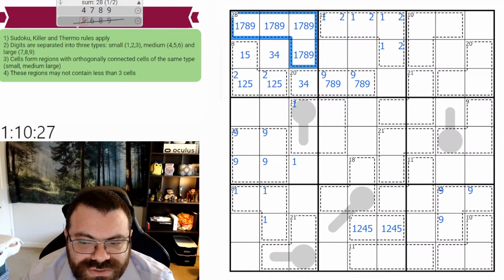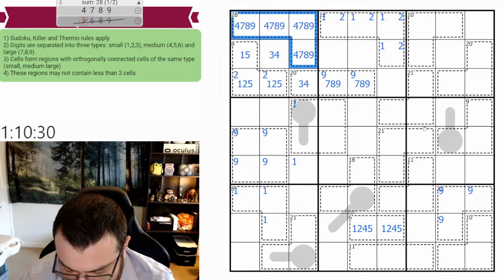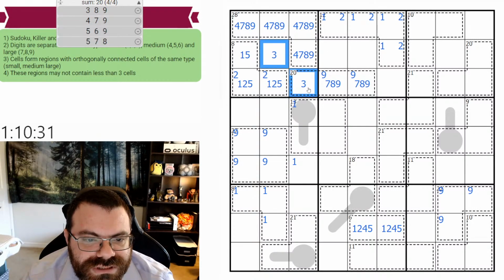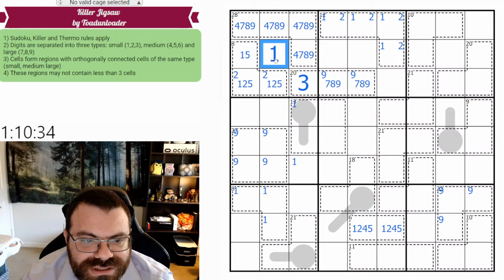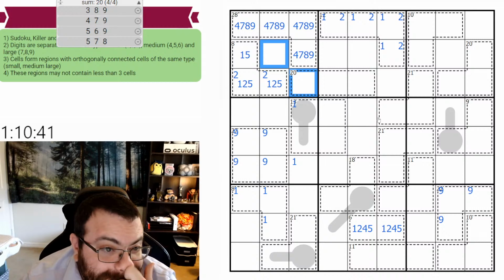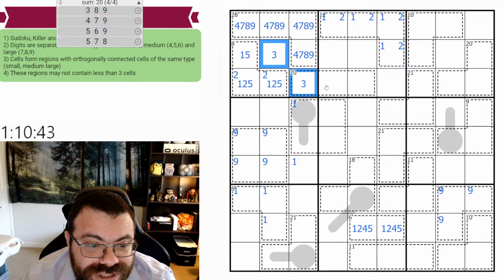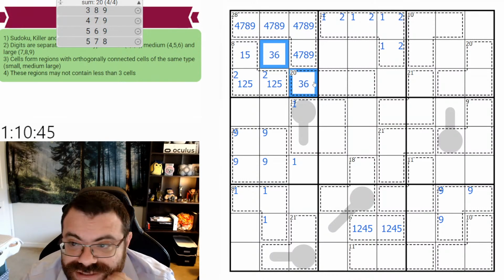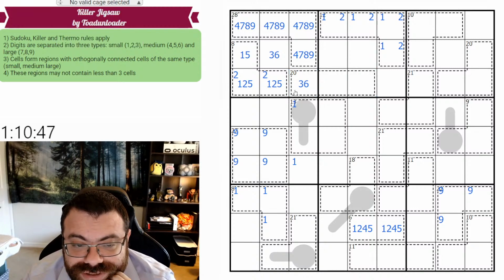Oops, I totally filled this wrong. I must have hit 1 instead of 4. And so actually this has a 3 in it. Wait, what happened here? Let's redo this part. 1, 2, we need a 3 and a 6. Okay, so that definitely changes this logic. Okay, never mind.